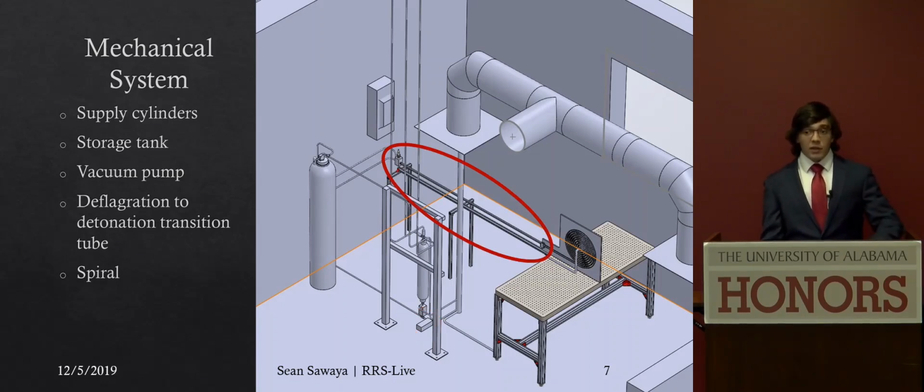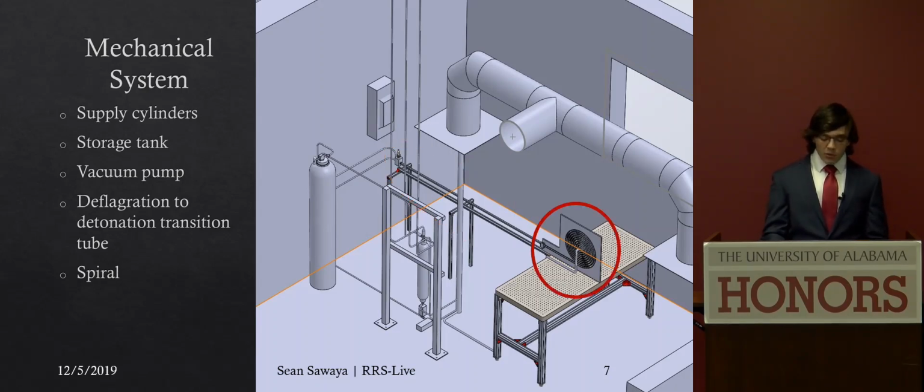All the way on the left end of this, we have an automotive spark plug that introduces a deflagration event, so just a small burning event. And as it travels down this very long tube, it actually transforms into a detonation wave before it enters the spiral. And then, of course, we have our spiral. This is where we will be doing the majority of our data collection. And it's mounted on an optical breadboard table, so we can actually mount our optical equipment on that as well.